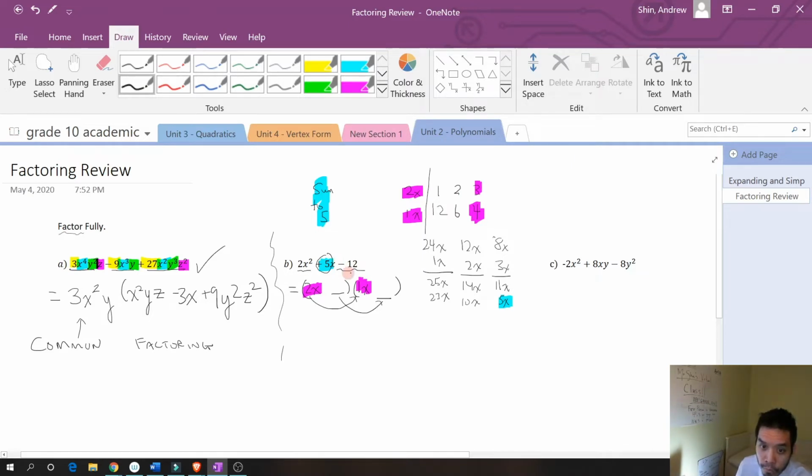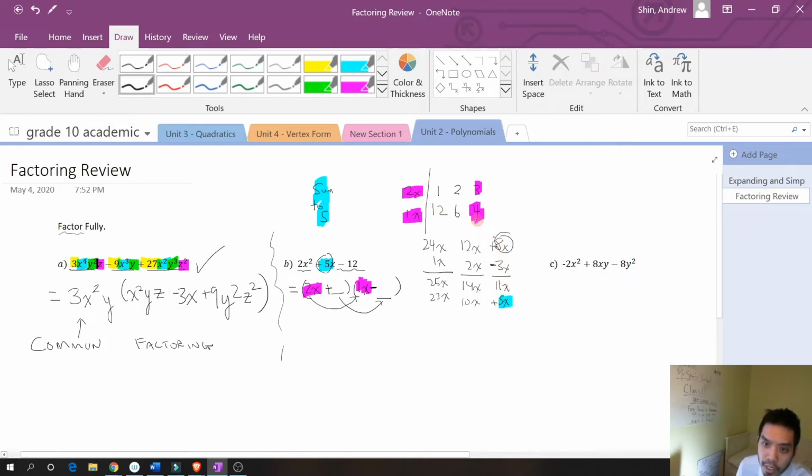Okay, so we want to get multiplied by negative 12. So one's going to be positive and one's going to be negative. Right? In order to multiply to a negative number, one has to be positive, one has to be negative. Now, this tells me that the bigger number has to be positive. So the bigger number, which is 8x, has to be positive. So positive 8x minus 3x gives me that positive 5x.